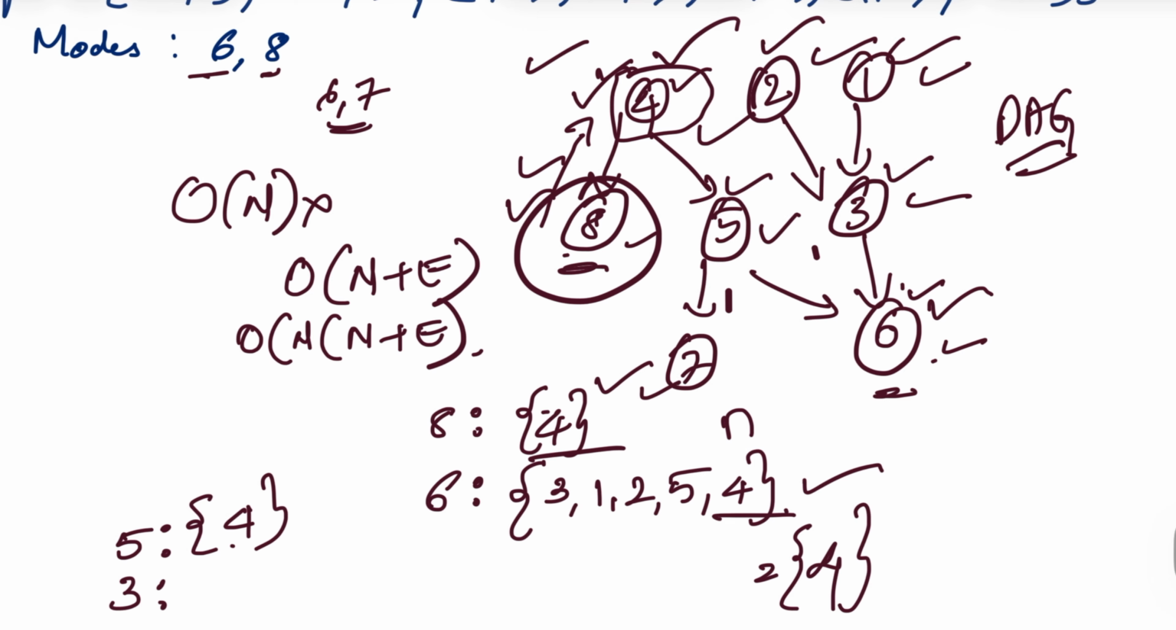Ancestors of 3, 2 and 1. So the intersection is just an empty set. So there are no common ancestors between 3 and 5. So in this case we return false.